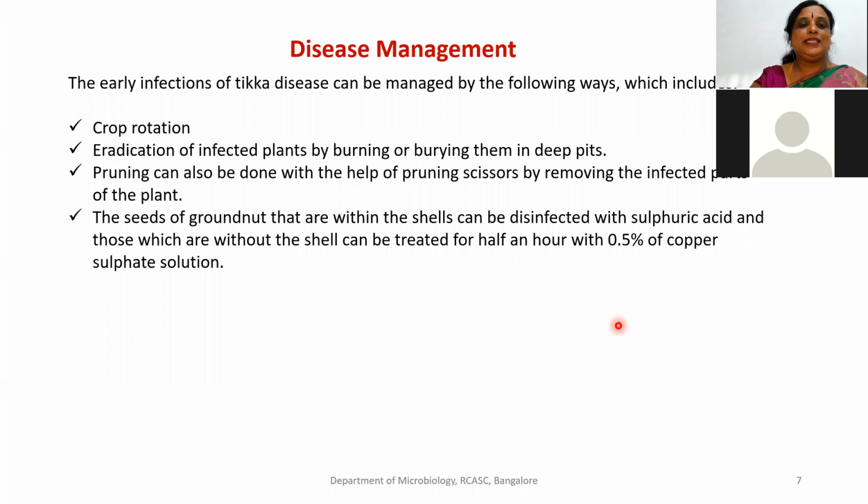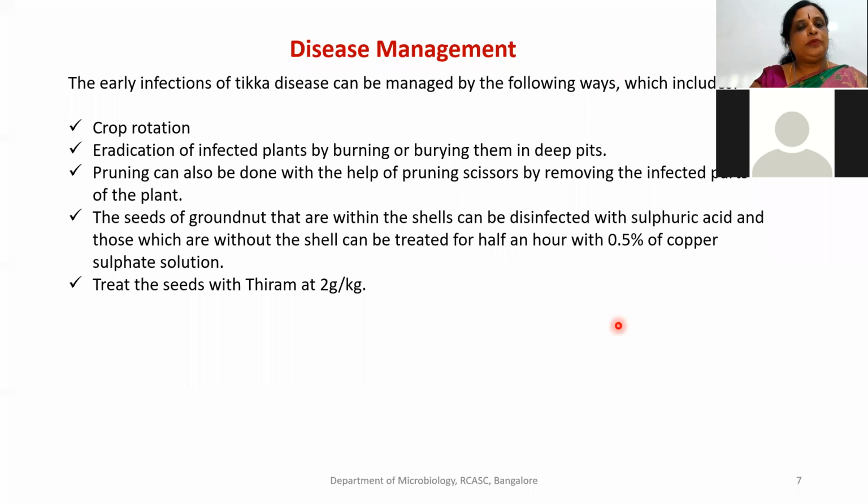And if you are using the seed for sowing, there are chances of the seed also getting contaminated. So we can sterilize that particular seed by disinfecting it with low concentration or dilute sulfuric acid. Or if you are using only the seed without shell, then you can treat it with 0.5% copper sulfate solution, dip it in copper sulfate solution, so that the Cercospora, if it has infected, also gets killed. That particular process is called seed treatment. Before sowing the seed, go for seed treatment with 0.5% copper sulfate solution.